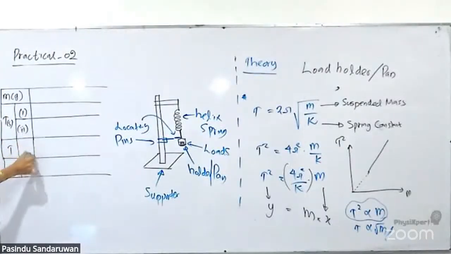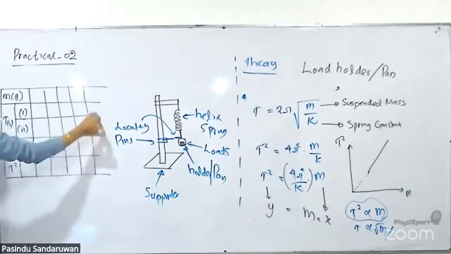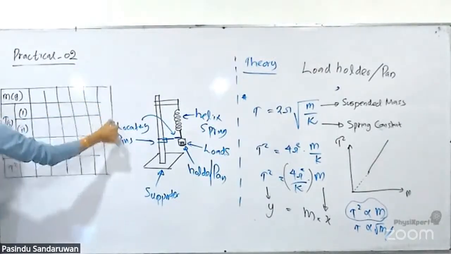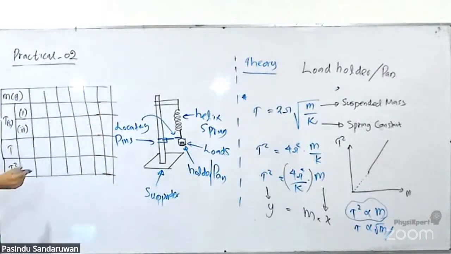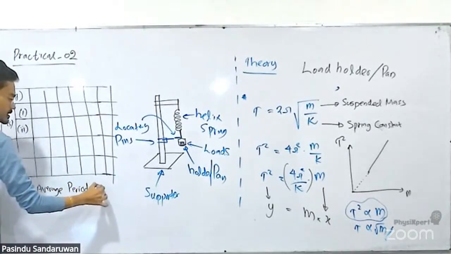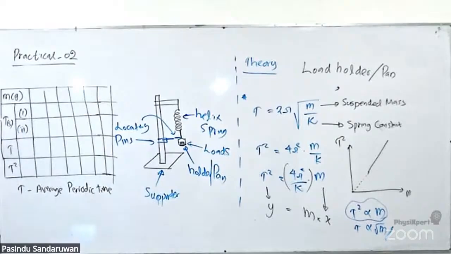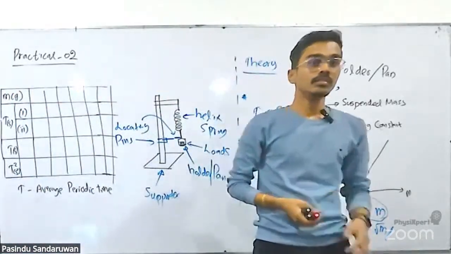Take down 6 pairs. We need 6 pairs, right? And here also T is the average periodic time. This is in seconds. This is in seconds squared.